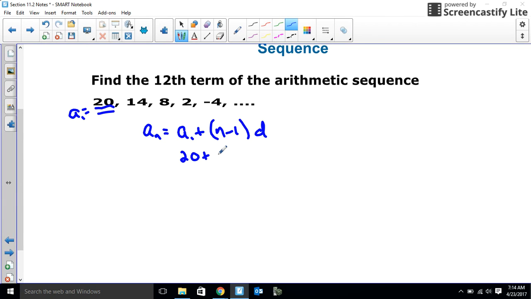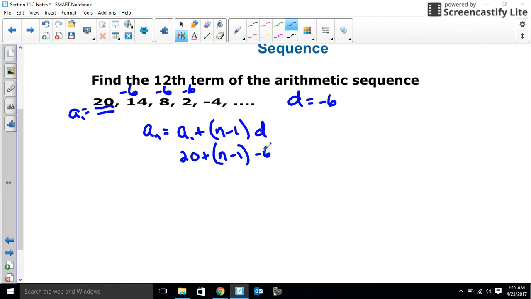As I said before, the n is going to remain a variable. We're just going to call that n minus 1 times d. Now, the d value, we have to figure it out. If you notice here, to get from 20 to 14, you would actually subtract 6, which is the same as adding a -6. To get from 14 to 8, you subtract 6. To get from 8 to 2, you subtract 6. So that d value is -6.